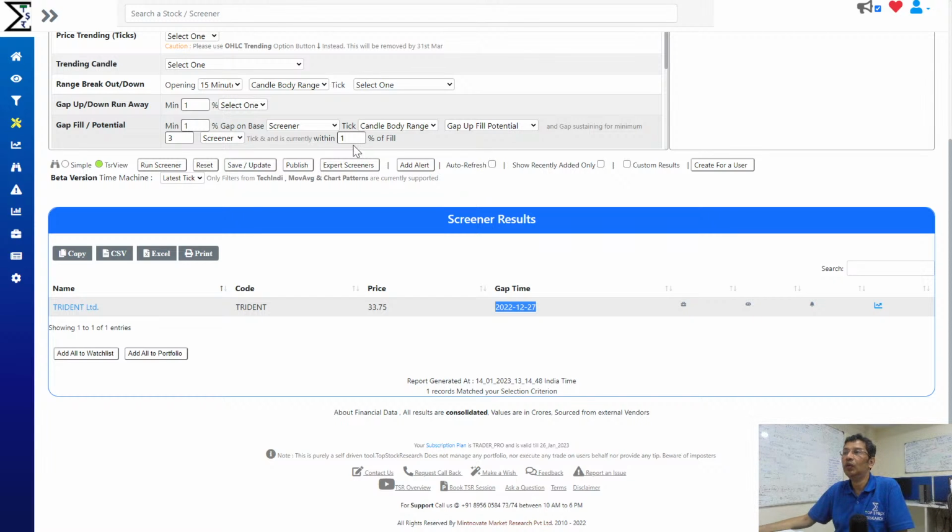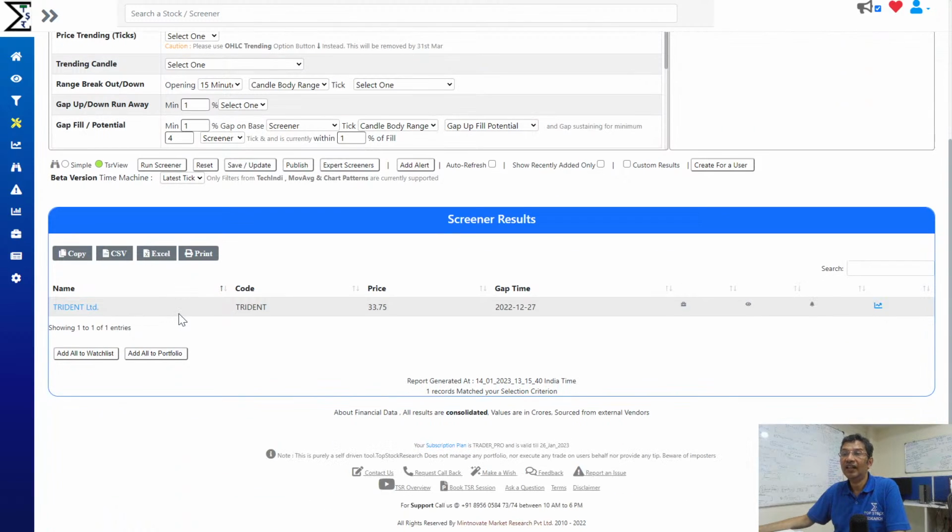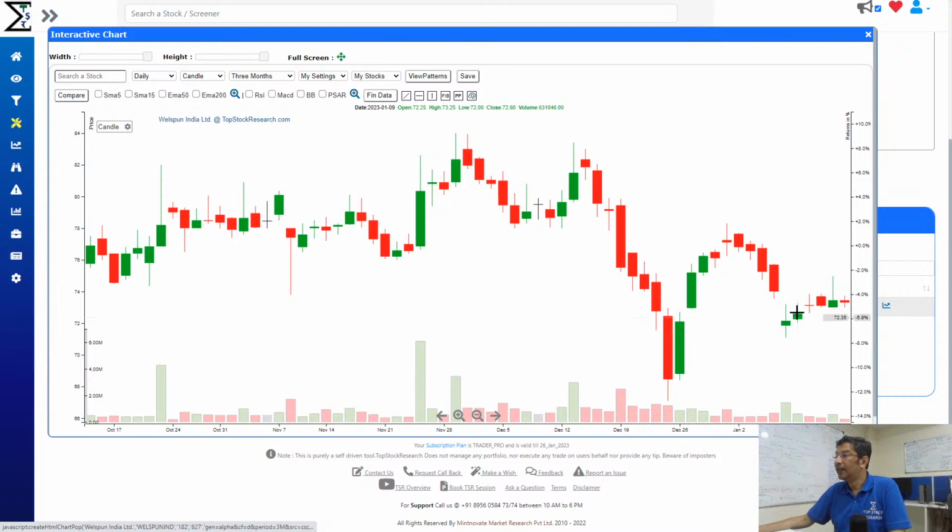Similarly, you can fine tune on other periods. Maybe we increase it to 4 period to see if there are any other stocks. Okay, what we are looking at is candle body range. You can also look at the high-low range, right? So let's look at gap down fill potential to see if there are any. We see Welspun. The gap happened on 6th, so the gap down has happened on 6th and it is on the verge of getting filled, right?